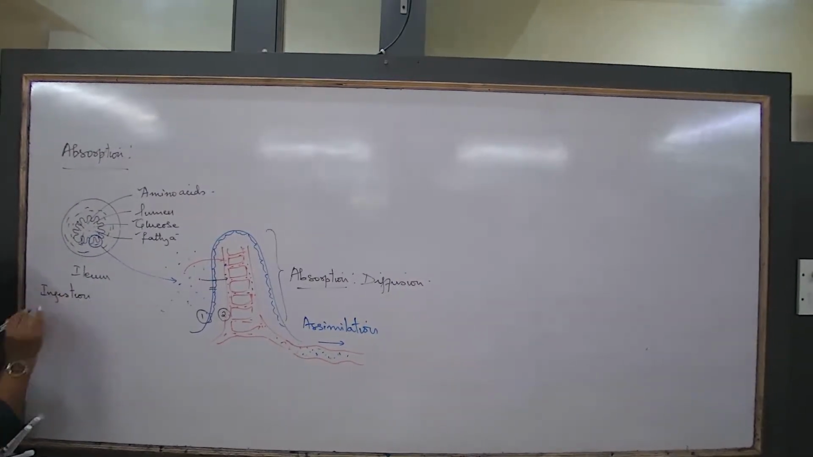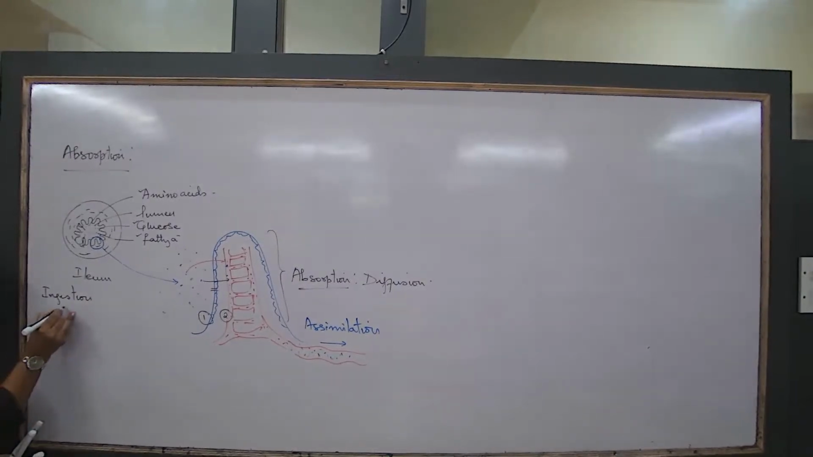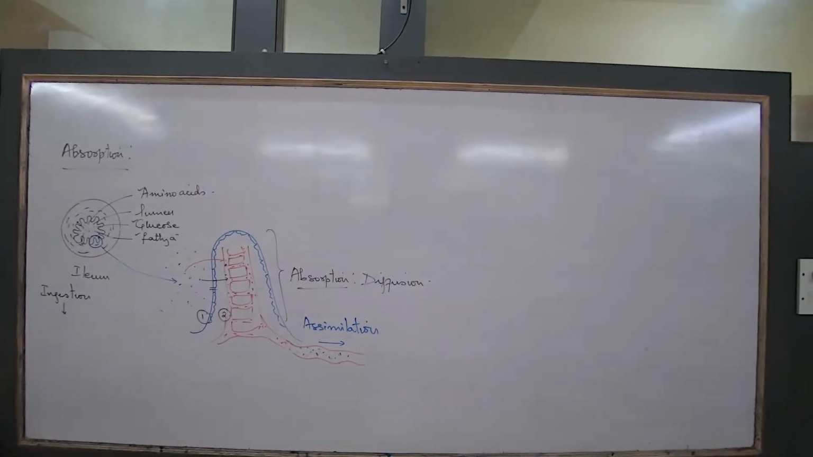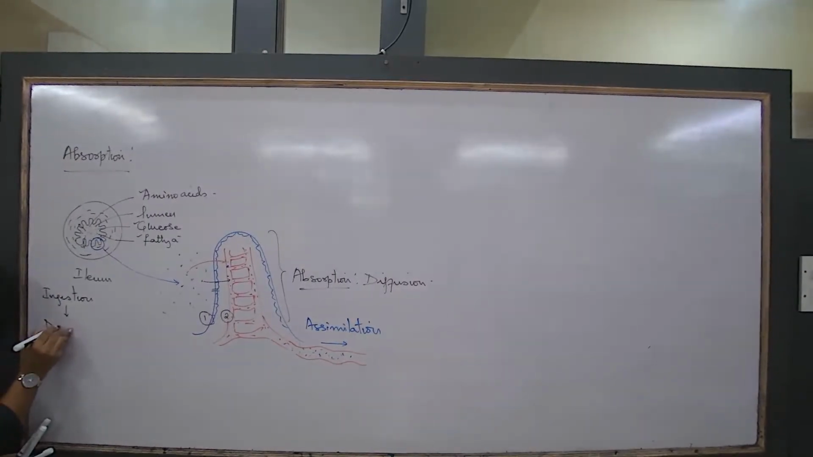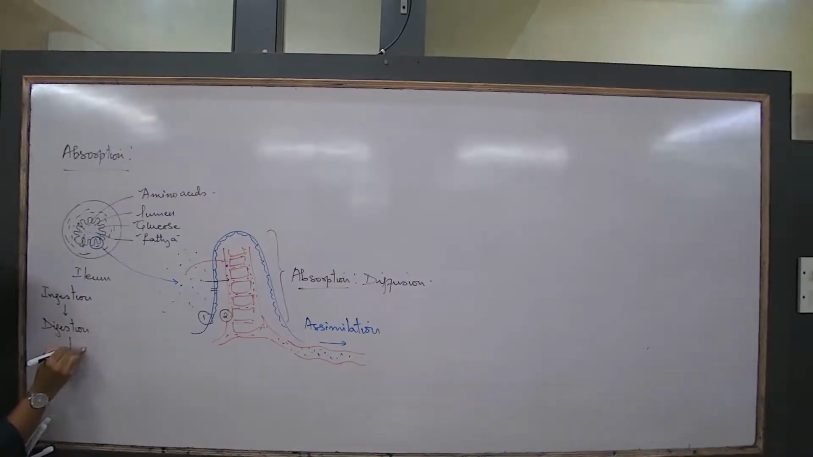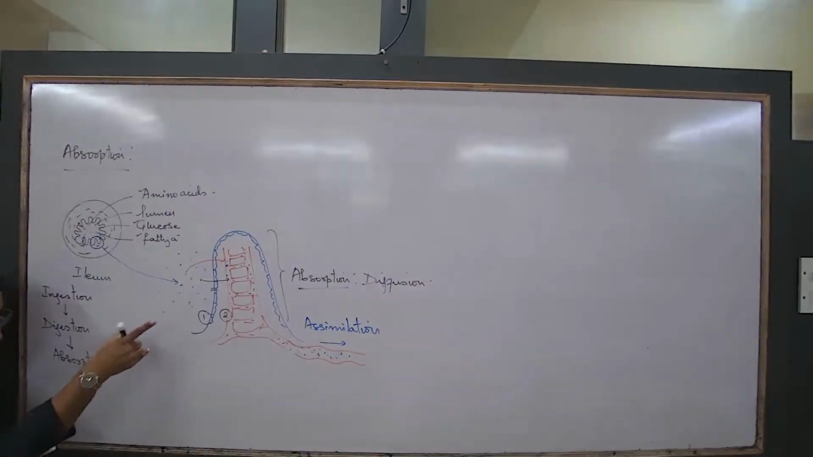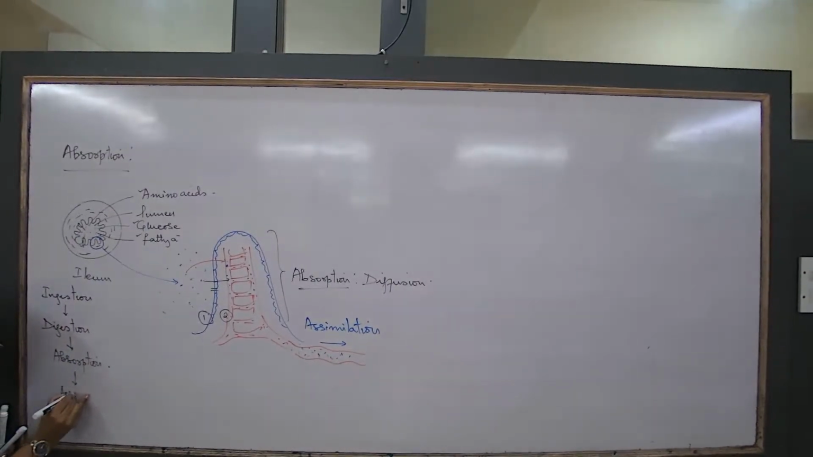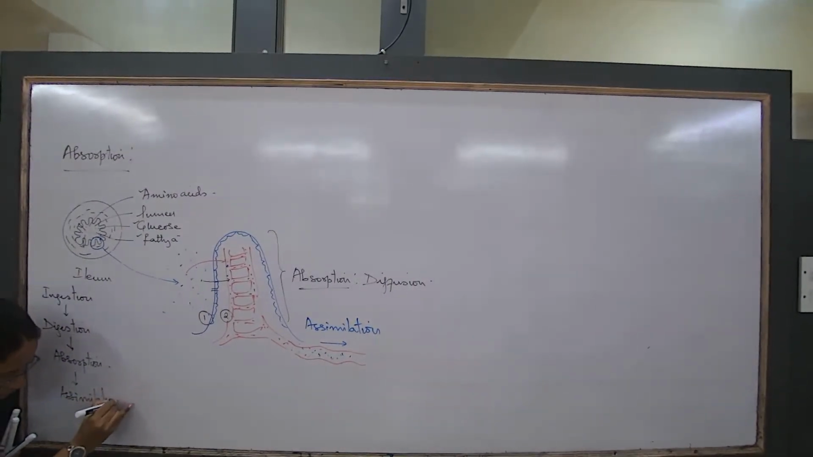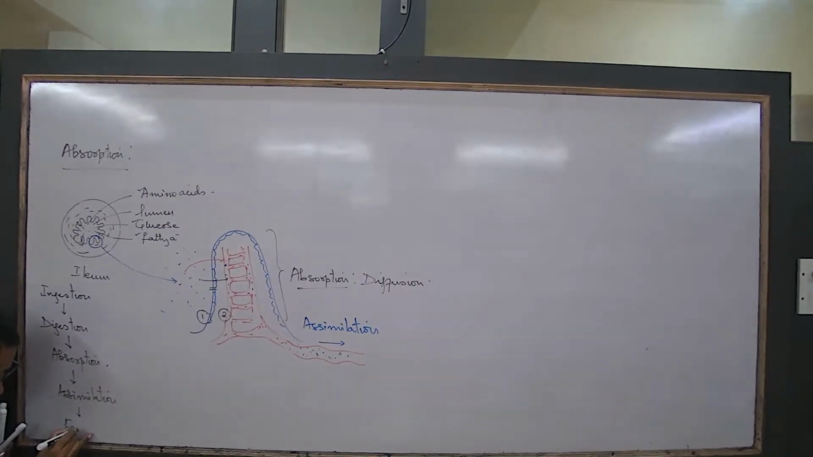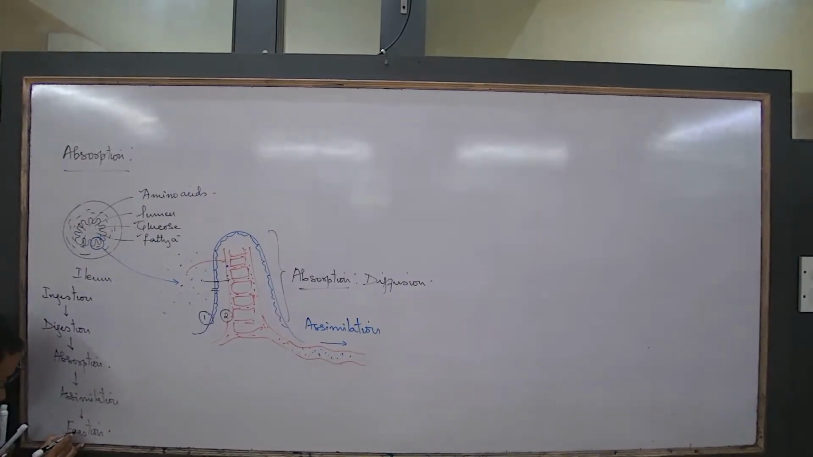First is ingestion in the mouth, taking in of food. After ingestion, now next what? The process of digestion, which is happening in which three parts of the alimentary canal? The mouth, the stomach, the small intestine. After digestion, we talk about absorption. After absorption, what? Assimilation. And what is the last step that takes place in the large intestine? This is known as egestion.